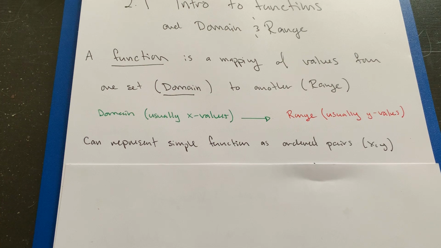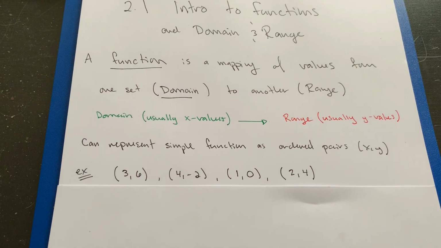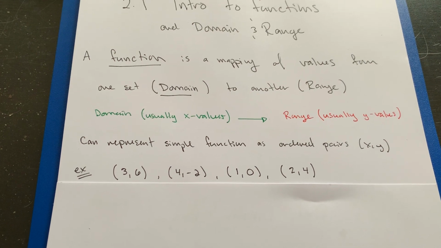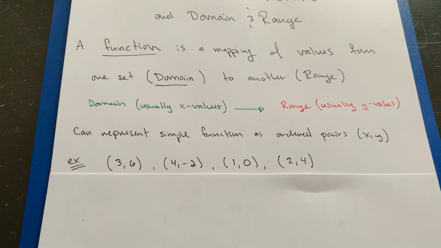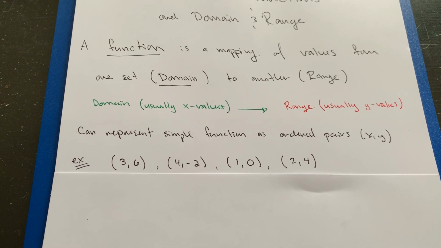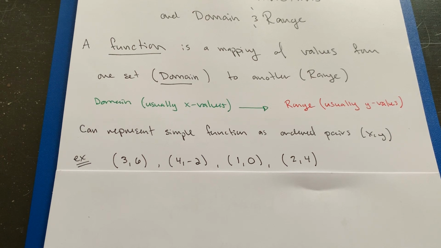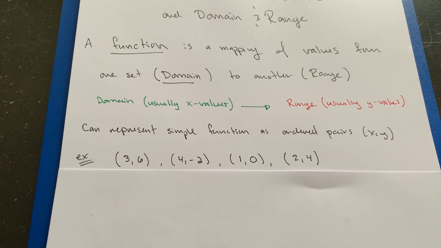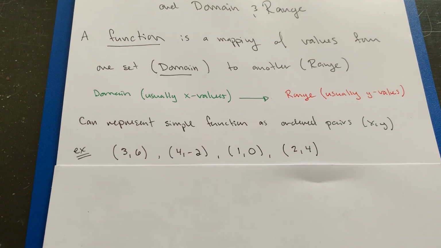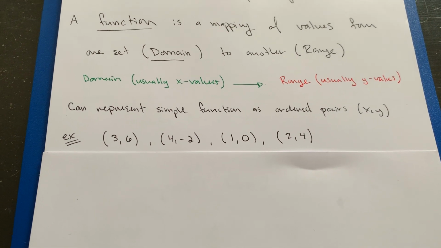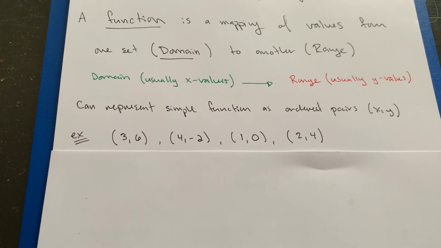So we can represent a simple version of a function just by listing some ordered pairs. So just pairs, x, y. This gives us a way to show the connection between them, the link from a domain value to a range value. A function is again this kind of mapping, this association of a set of numbers to another set.